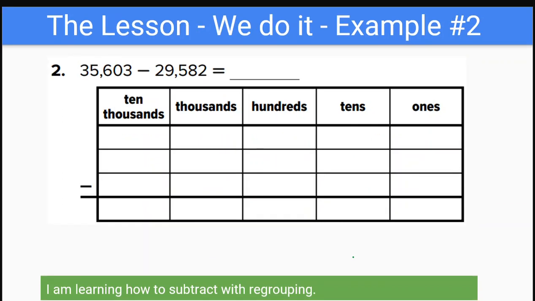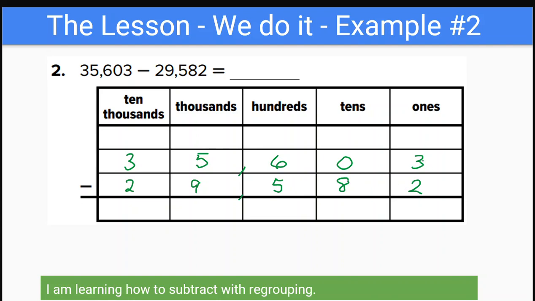Okay, on the next one right here, they give us a bigger number, but they still give us the same type of chart right here. We have 35,600, no tens, and a 3. Over here, we have 29,582. All right, let's start subtracting.